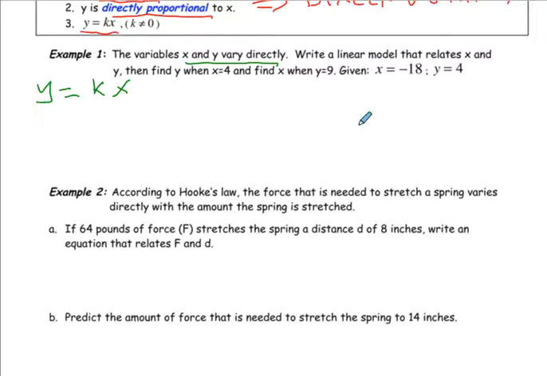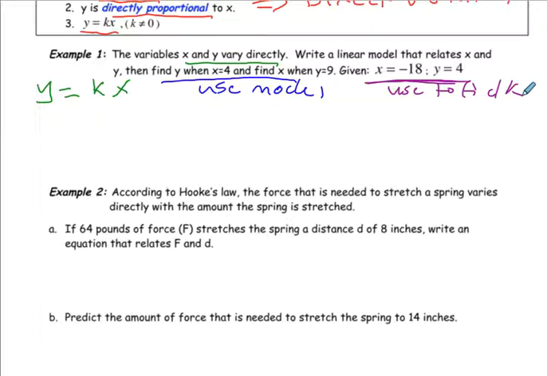So we're asked to write the model that relates x and y. That's the first thing. And then we're asked to use the model. Okay, but first we have to write the model. And in order to write the model, we're going to use this given information that x equals negative 18 and y equals 4. We're going to use that to find k, which is our constant of variation.